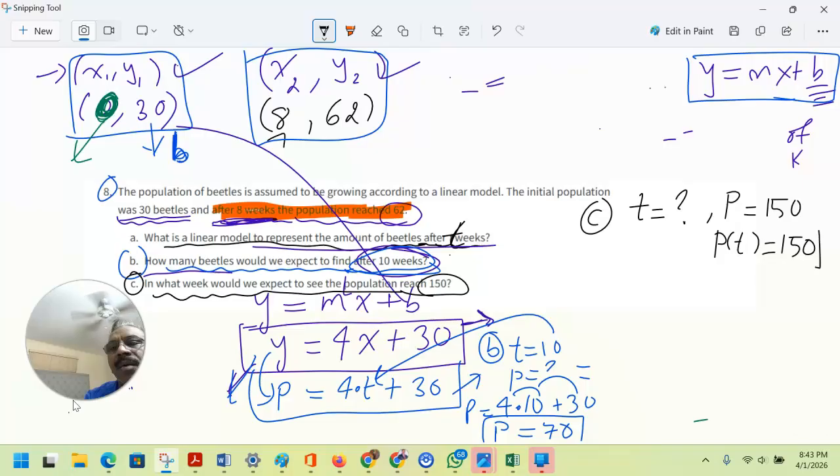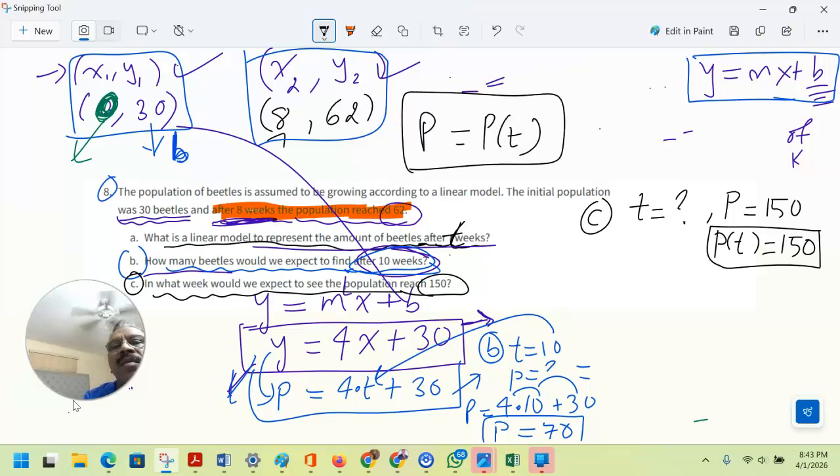So we sometimes get confused, but we'll see in class. Instead of just p, P depends on how many weeks have passed. That's why we say P of t, when t weeks have passed by. So that's the understanding of this. It's also called function notation.